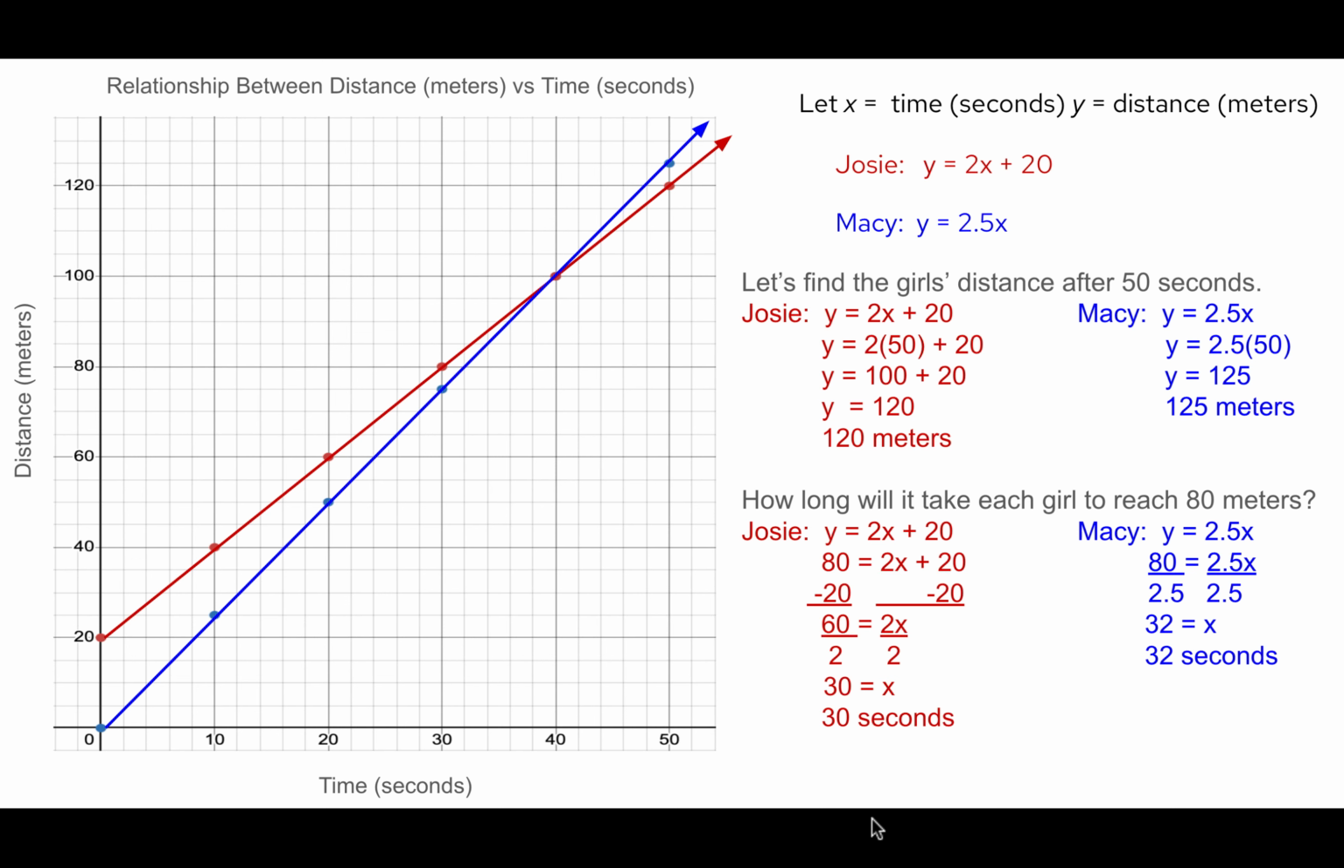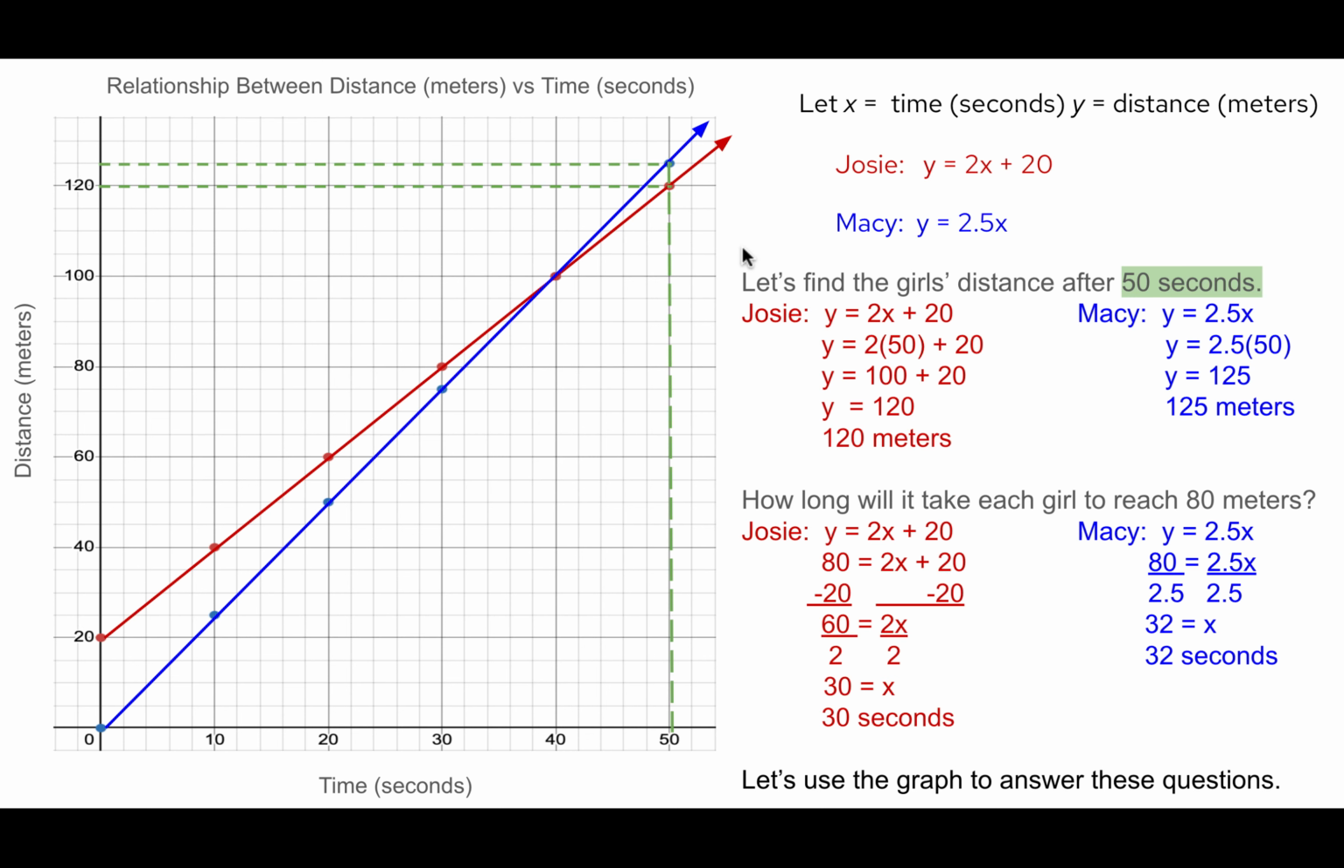Now let's use our graph to solve these problems. Again, let's look at the 50 seconds. At 50 seconds, I draw my dotted line up to see where it crosses the red line and the blue line. On the red line, it crosses at 120, which is what we got from our equation, 120 meters for 50 seconds. For Macy, with the blue line, it's 125 meters.